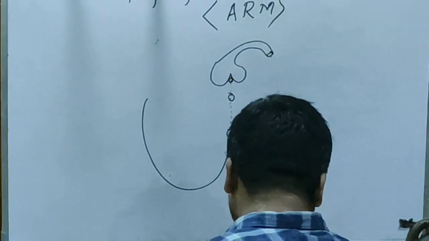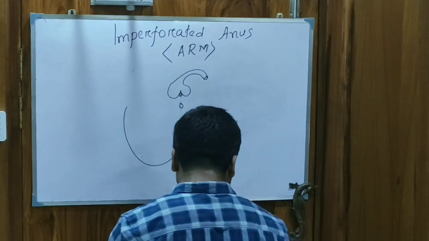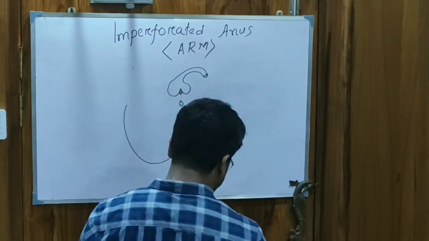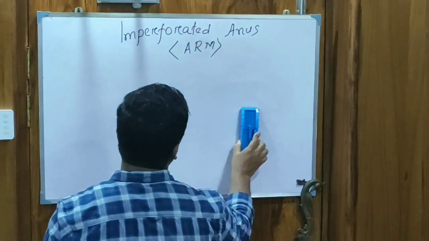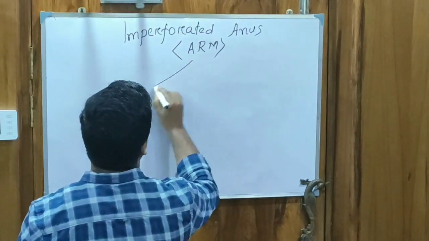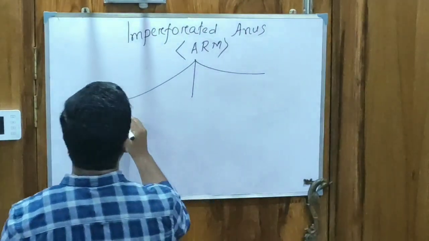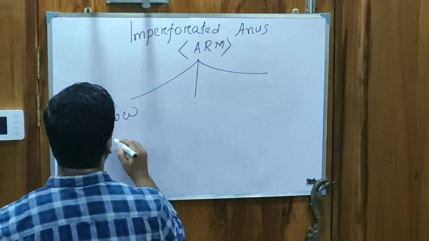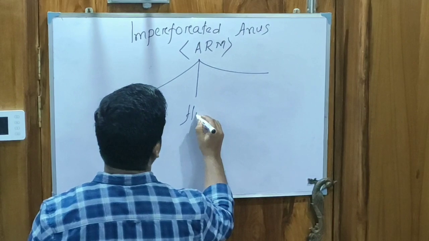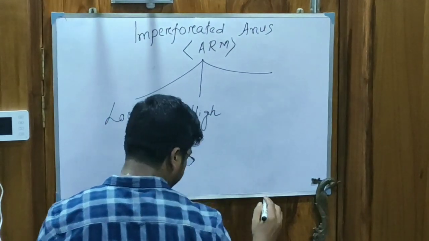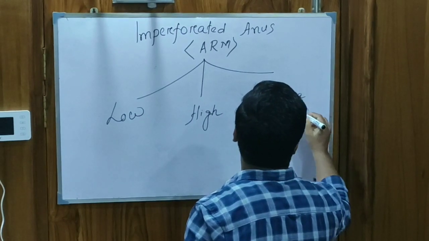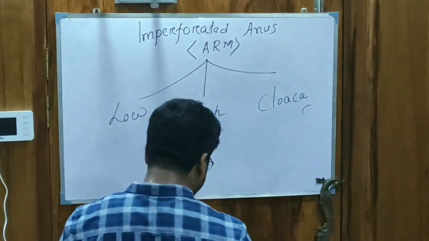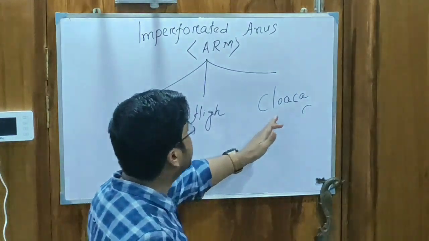Now we have classified the imperforated anus. Imperforated anus or anorectal malformation is divided into three groups. Number one, low anomaly, high anomaly, and the cloaca. So these are the three types: low anomaly, high anomaly, and the cloaca.